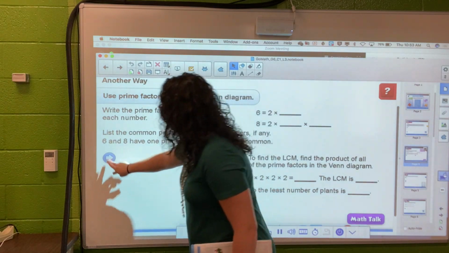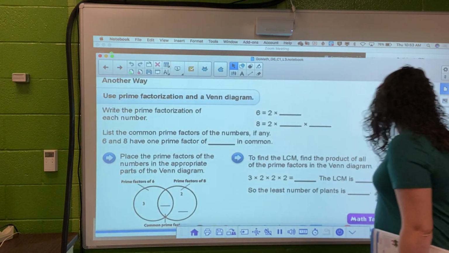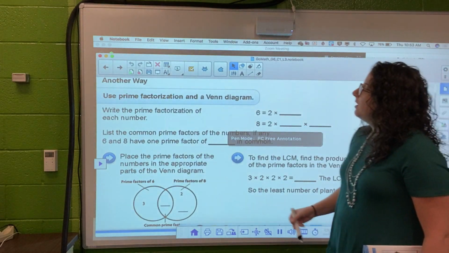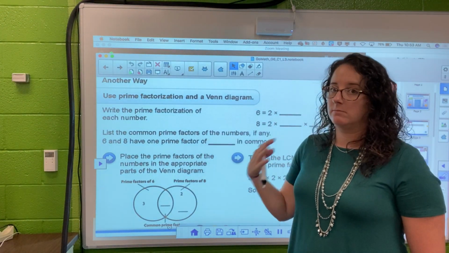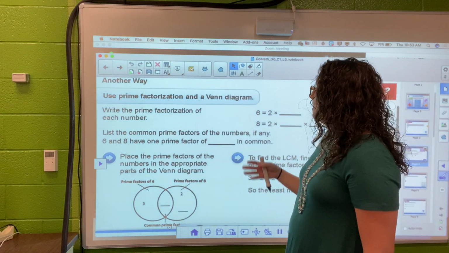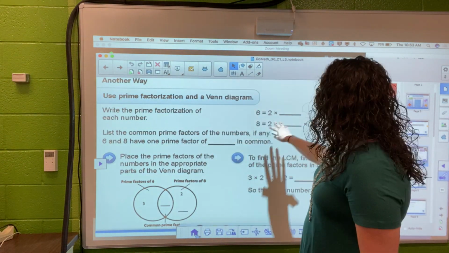And that can get tricky. Come on, there it is. So we're using the same numbers, but we're going to use prime factorization, what you just did yesterday. So write the prime factorization of each number.